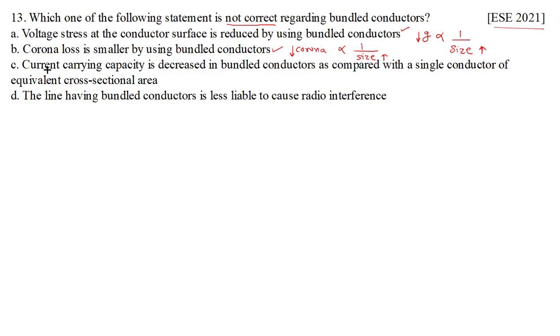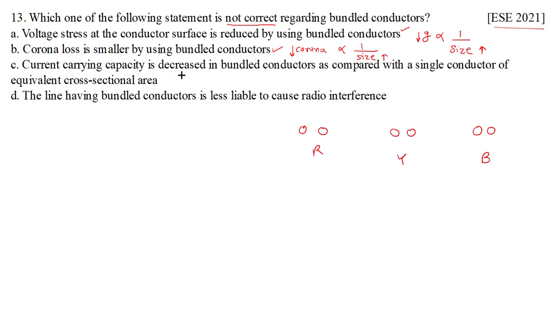Option C, current carrying capacity is decreased in bundled conductors as compared with a single conductor of equivalent cross-section area, which is not true, because if we use the bundled conductor, we are using more than one conductor per phase. For example, if we use 2 conductors, like this, so this is R phase, Y phase and B phase. Now if we use two subconductors per phase, then obviously current capacity will be doubled as compared to a single conductor, because there are two parallel paths. Like if we use four subconductors per phase, current carrying capacity will become 4 times.